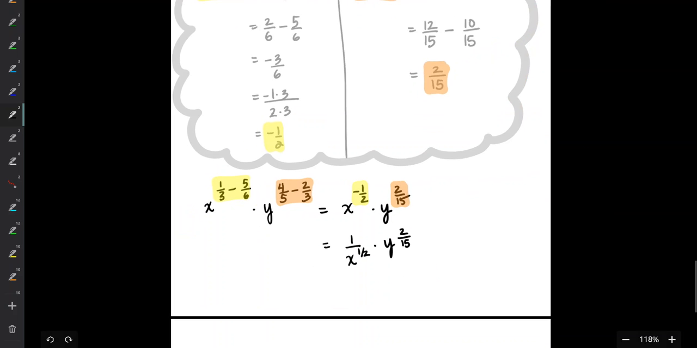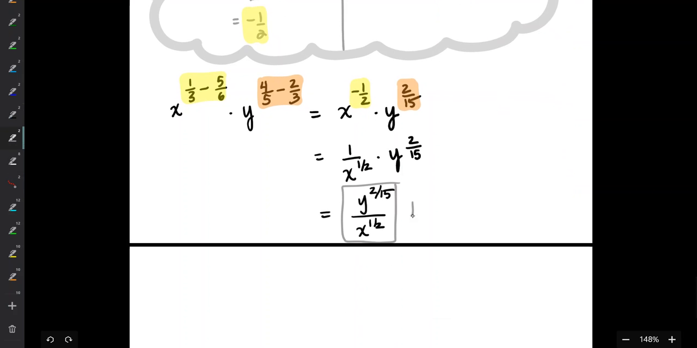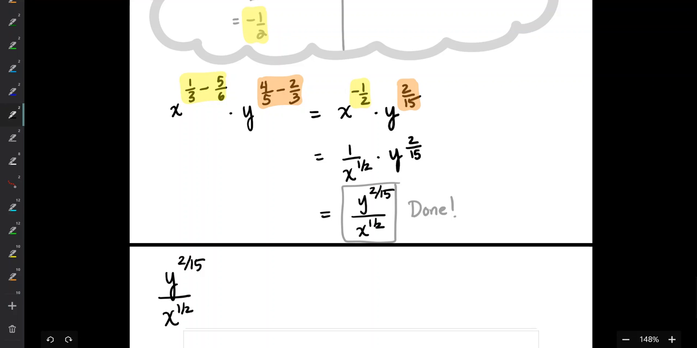All right, so we're almost done here. Multiplying fractions straight across, I have my answer: y to the 2/15 all over x to the 1/2. And we're done. And I want to practice entering that into the computer. Now, I've been playing around a little bit. It does accept y to the 2/15 all over x to the 1/2. The computer likes that.